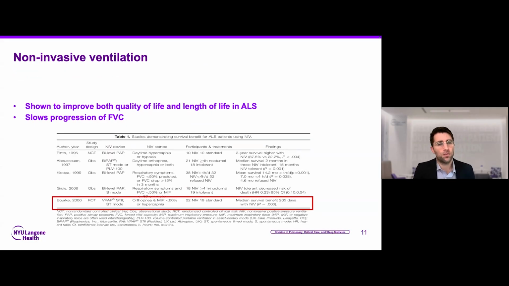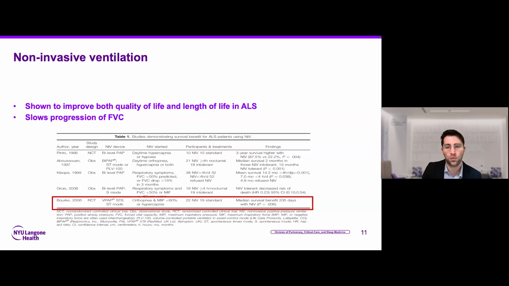Okay, so why non-invasive ventilation, which is the BiPAP or the home ventilator machines. So there have been a number of studies at this point that have shown that non-invasive ventilation improves both quality of life and length of life in patients with ALS. They've also shown in these studies that there's a slower progression of decline in respiratory function in patients who use non-invasive ventilators versus those who do not.